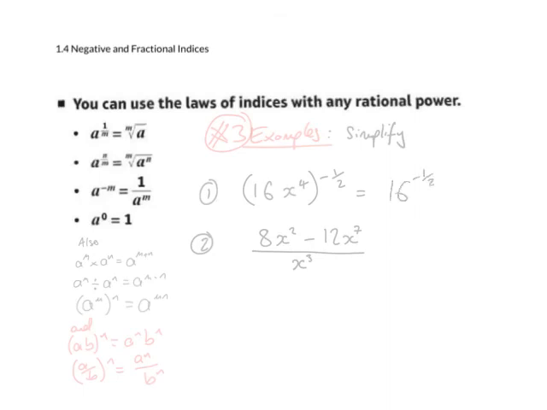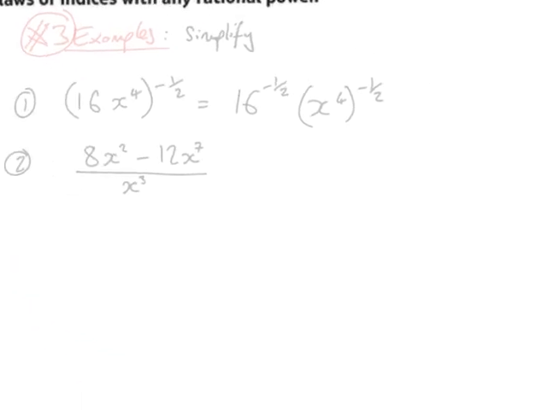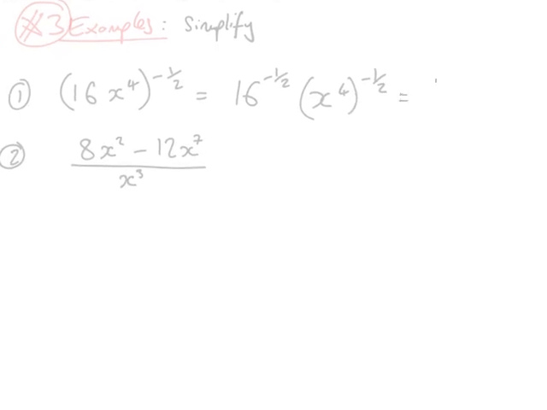Okay, the last set of examples concern these two things put together. We're going to apply our rule of indices, which is if we have a power and two factors inside, we apply it to both factors. So 16 to the minus a half and x to the 4 to the minus a half. And we proceed evaluating each of those as we did in the previous examples.